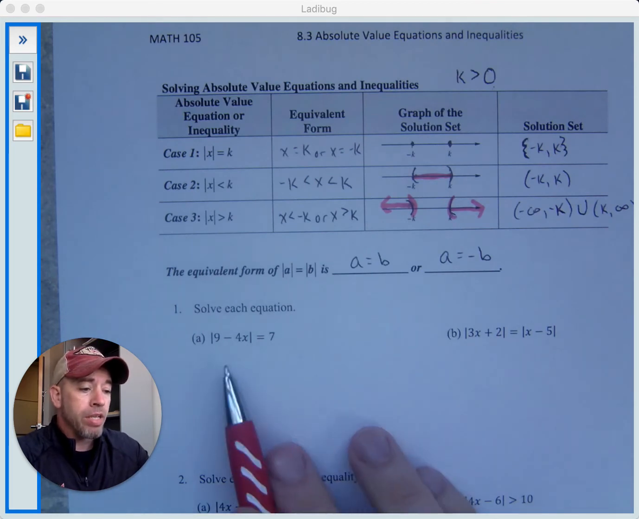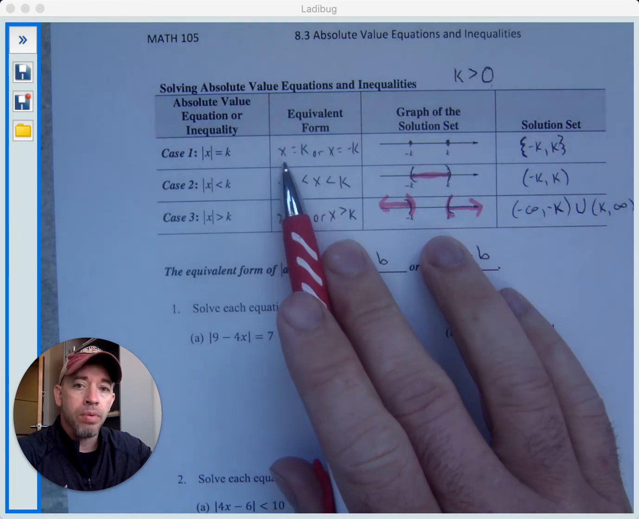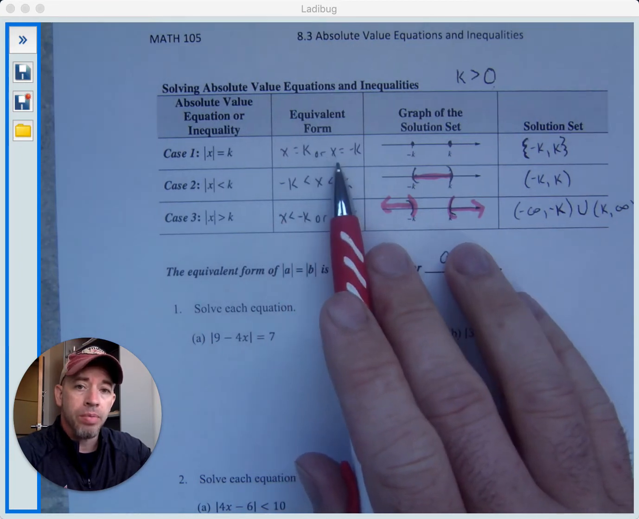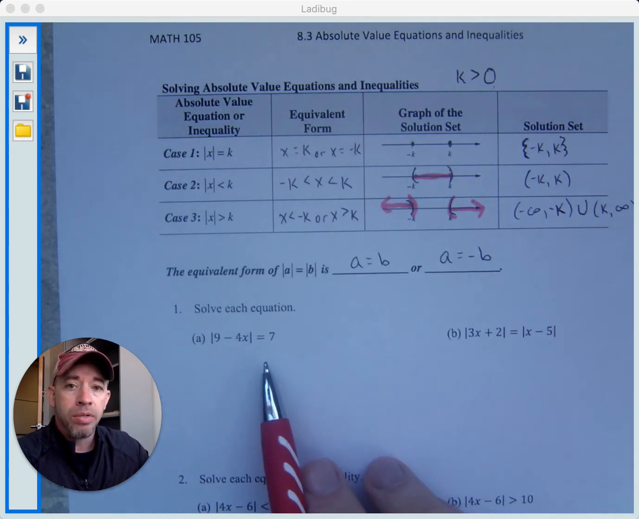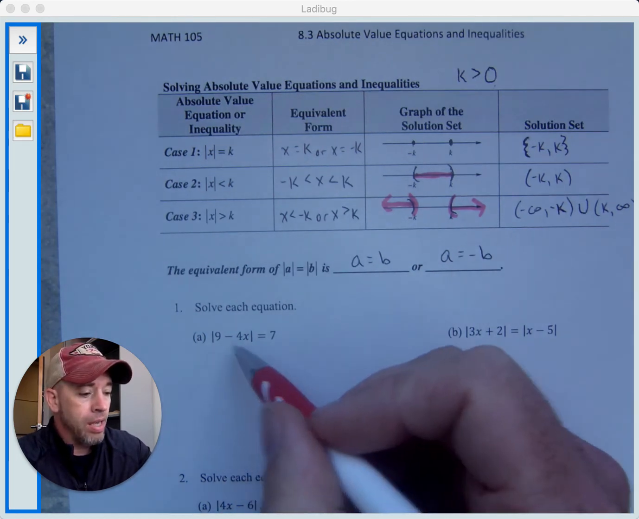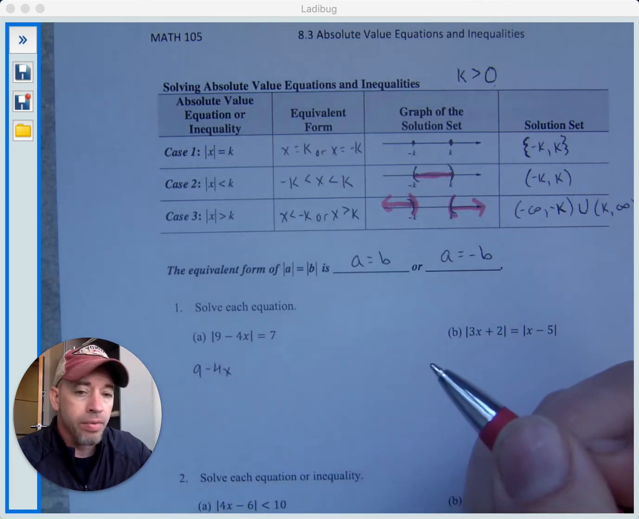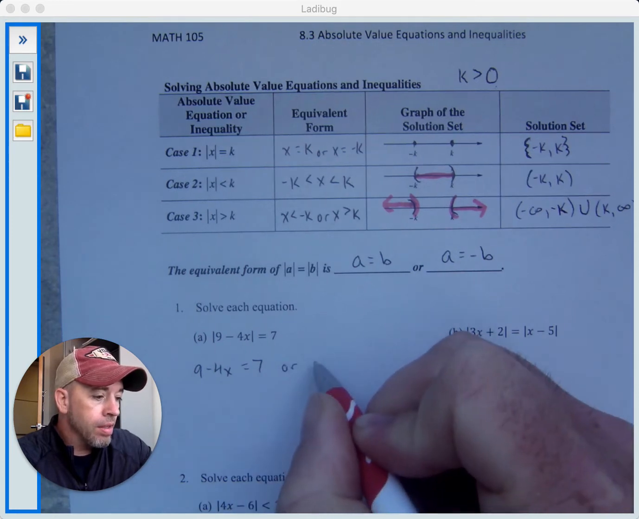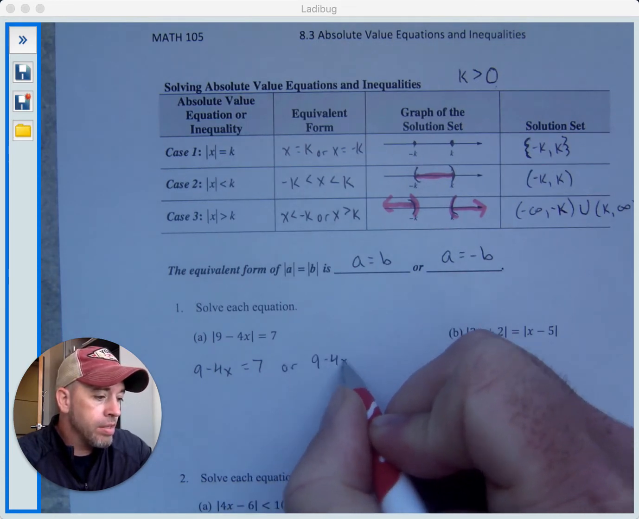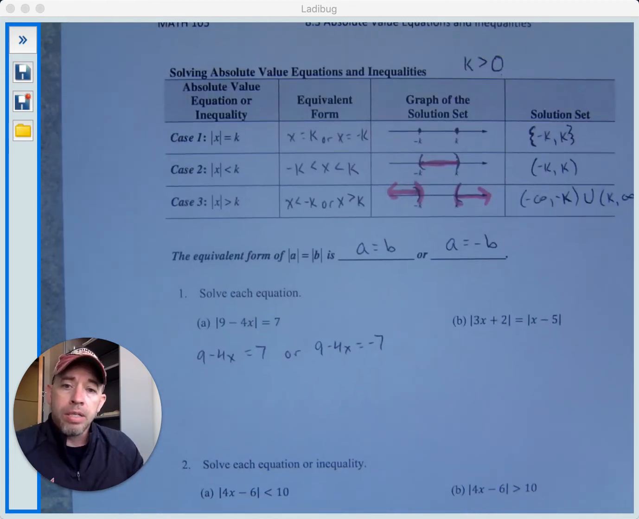We have an expression. But that expression would be equal to 7, or that expression would be equal to negative 7. So when we rewrite this into its equivalent form, we're going to say 9 minus 4x, which is our expression in the absolute value, is equal to 7, or 9 minus 4x is equal to negative 7. Now we can solve both these equations to get all our solutions.